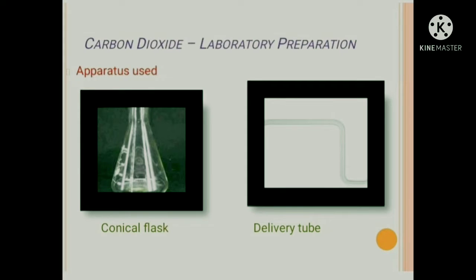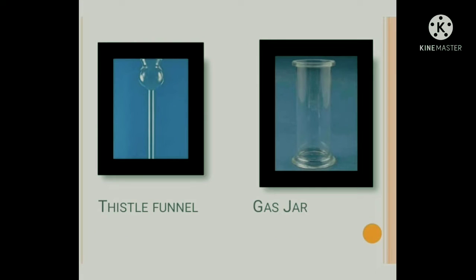Apparatus used for carbon dioxide laboratory preparations. Conical flask: used to mix and heat solutions and for research involving tests, also used to hold and measure chemical liquids. Delivery tube: it is a thin glass tube used to allow a gas or a liquid to pass from one container into another. Thistle funnel: used to add small volumes of liquid to an exact point during carbon dioxide preparation. Gas jar: a container used for collecting gas from an experiment. It looks like a tube with a broad base and a broad opening.